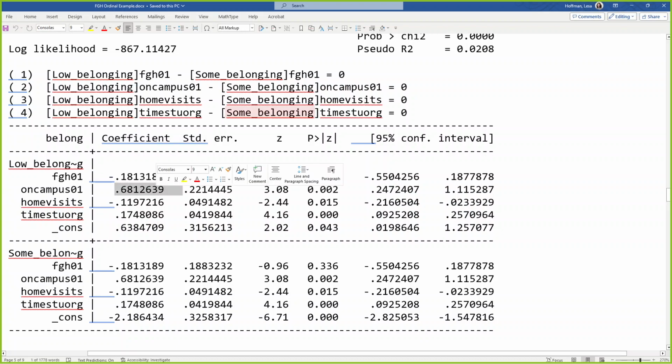Do I have a volunteer to interpret the on-campus one for low belonging?